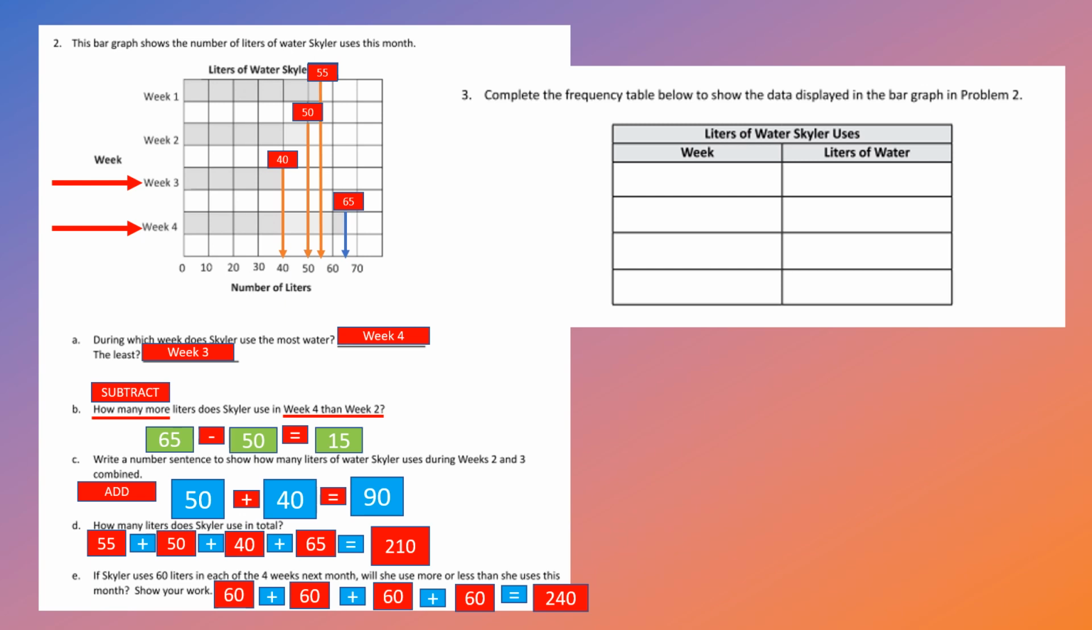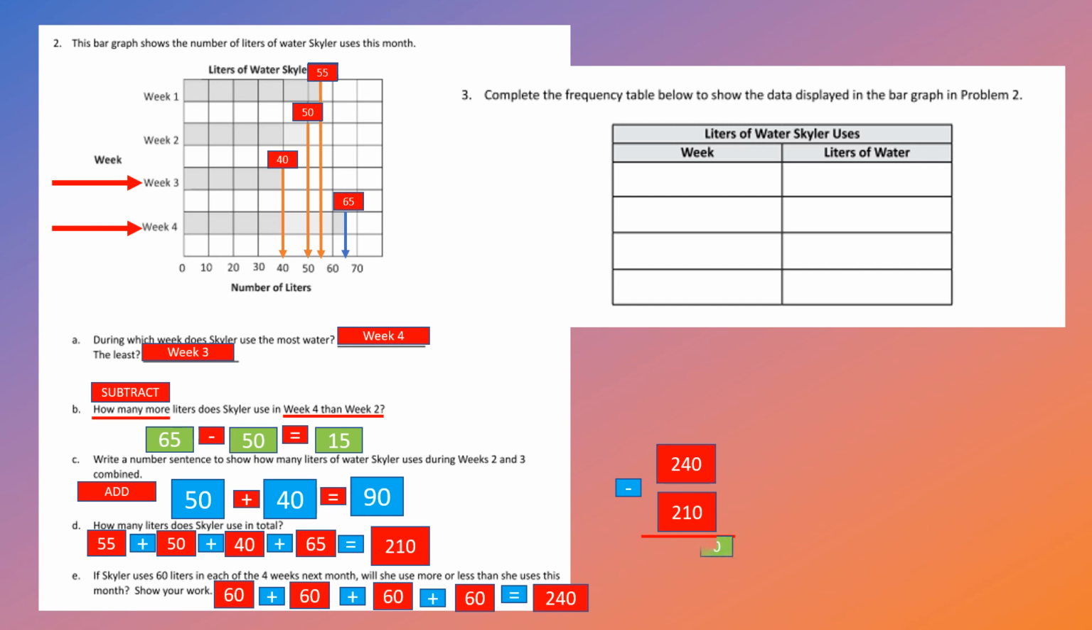You're finding the difference. So you're comparing 240 to 210. And you're subtracting because you're trying to figure out will she use more this month or next month. Okay? Now, this month she used 210 liters. Next month, she's going to use 240. When is she going to use more? Okay? Or less?